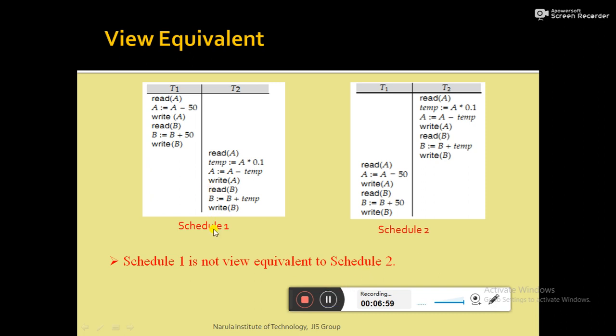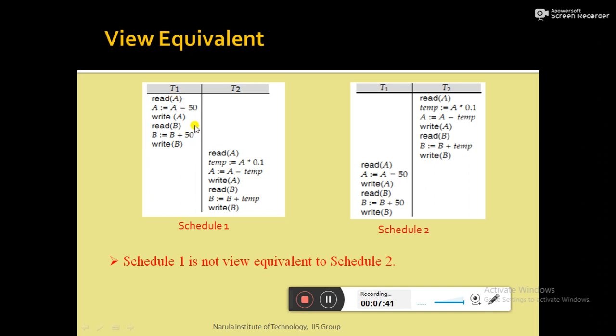We can say that schedule 1 is view equivalent to schedule 2 if the three conditions that I discussed in the previous slide are satisfied. So let's check whether the three conditions are satisfied or not. What was the first condition, for initial read? The first condition states that the transaction which reads the initial value of Q in schedule S, then in schedule S prime the same transaction should read the initial value of Q. Let's check whether this is true for these two schedules.